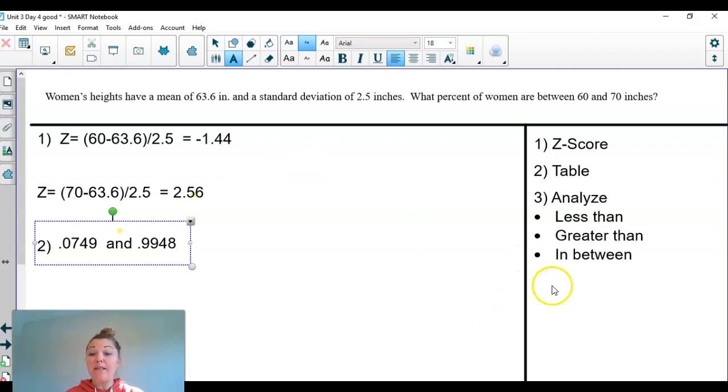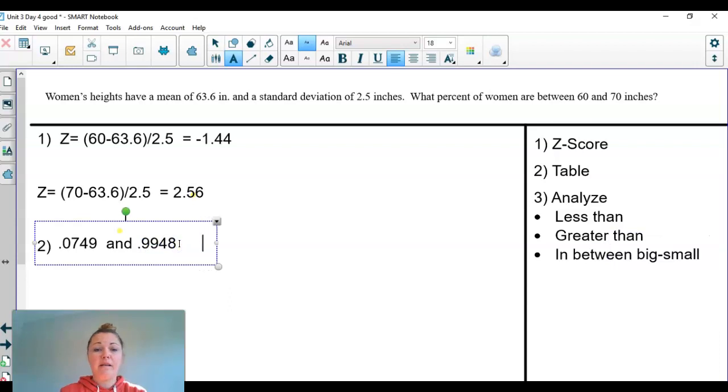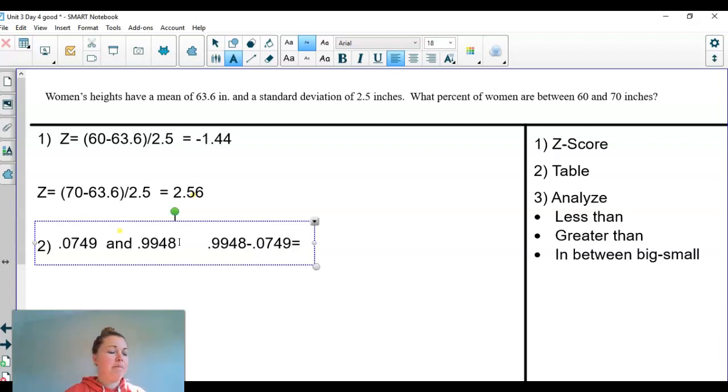Okay, so whenever it's in between, we know we have two z-scores, we go to the table twice, and then again, we need to do big minus small. So I'm going to take 0.9948 minus 0.0749, and that gives me 0.9199.